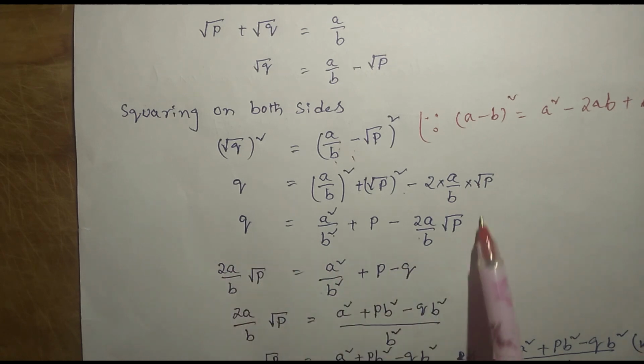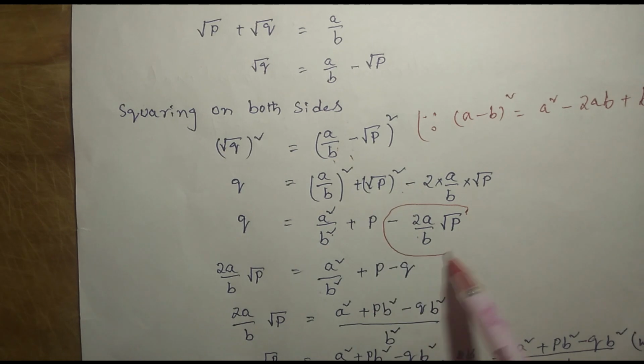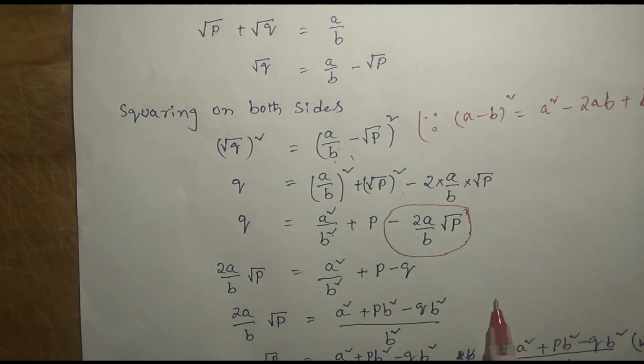Here we can write the irrational number on one side and rational numbers on the other side. Which one is the irrational number in that equation? 2a by b into root p is the irrational number. Then we transpose it to the left side. We will write 2a by b into root p equals a square by b square plus p, and q is transferred to the right side, so we write minus q.